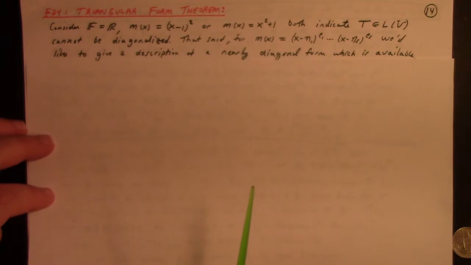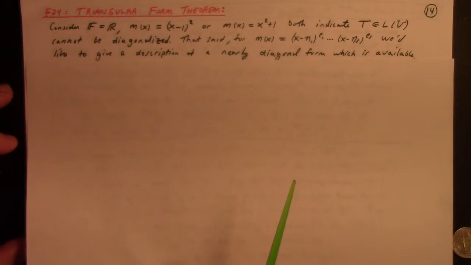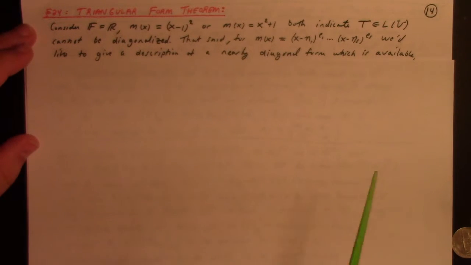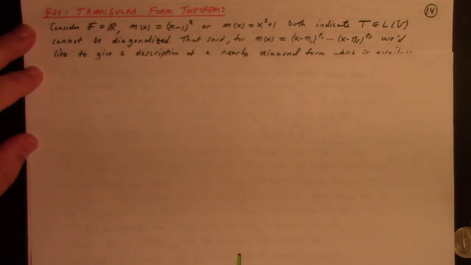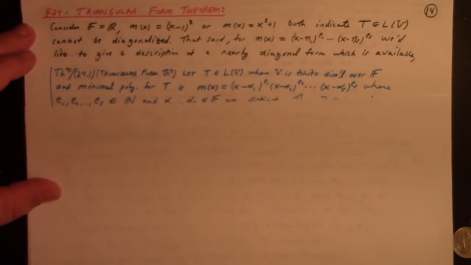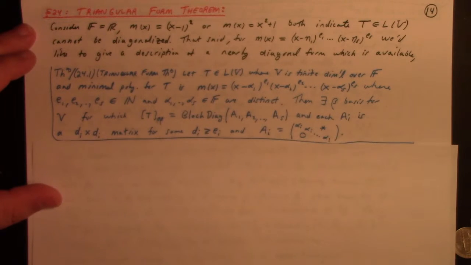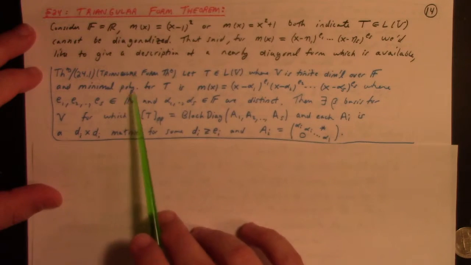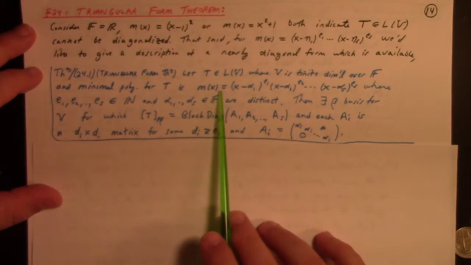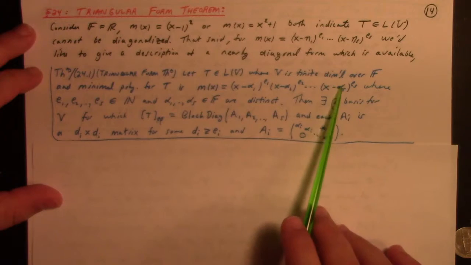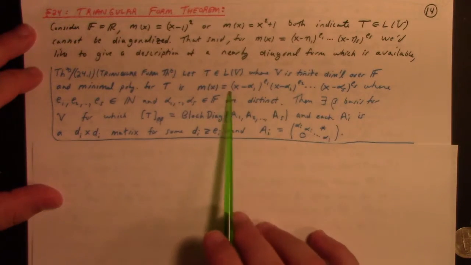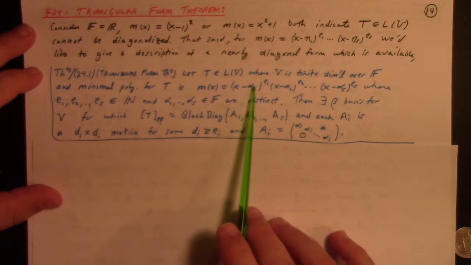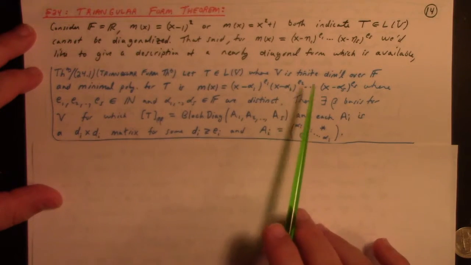It says, well, if you can't diagonalize it, but all the characteristic values are actually in your field, then even if you can't diagonalize it, you can at least put it in triangular form. So here it is. Let T be an endomorphism over a finite dimensional vector space, with minimal polynomial of this form. In other words, the characteristic values are in the field, possibly repeated though. And we're writing them distinct, so alpha 1 is not equal to alpha 2 and so forth.